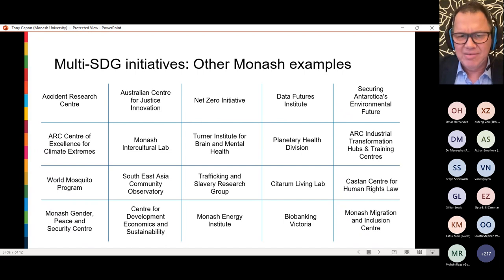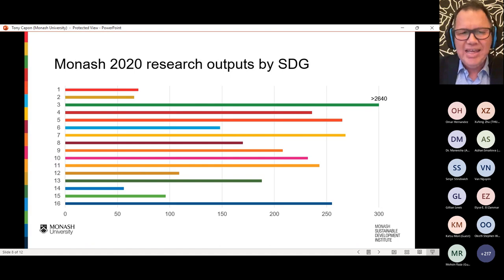Next slide, please. And here, our research outputs by SDG. And you can see that our research touches all of the SDGs, but notably SDG 3 there, you can see off the chart in terms of scale, because we have a particularly large focus in our institute and in our university on human health and well-being. Next slide, please.